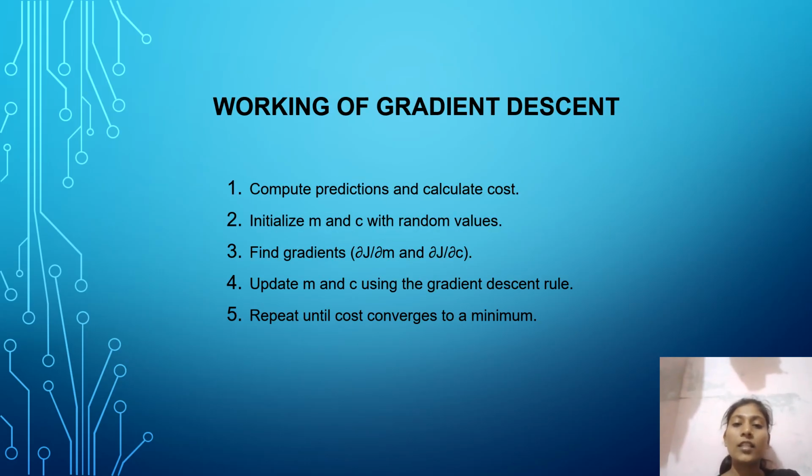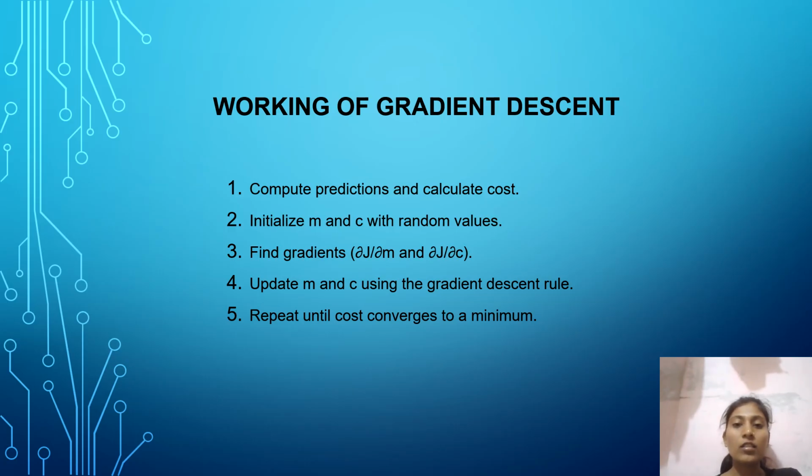Then working of gradient descent. Steps involved are: first, start with random values of m and c, make a prediction and calculate the loss. After that, find how the loss changes for m and c, update m and c, and repeat these steps until the best values are found. This process keeps improving the best fit line gradually.